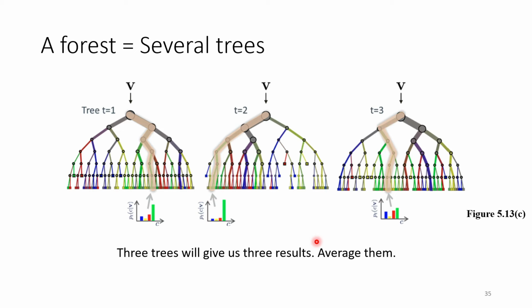So what is the forest? If you use a forest to predict the label of input data, it means you go through tree 1 and get a result, tree 2, another result, tree 3, the third result. Then average them, and get the average result of the prediction. That is what a forest means. Okay.